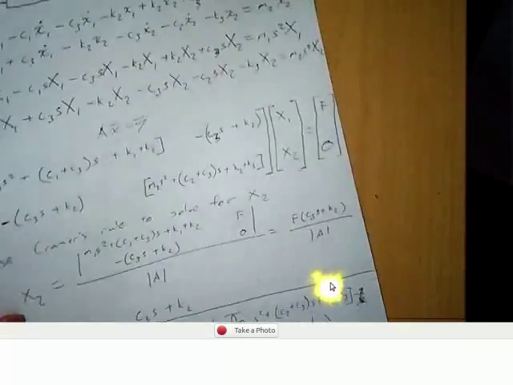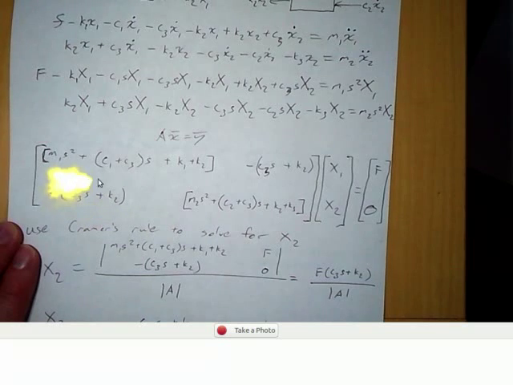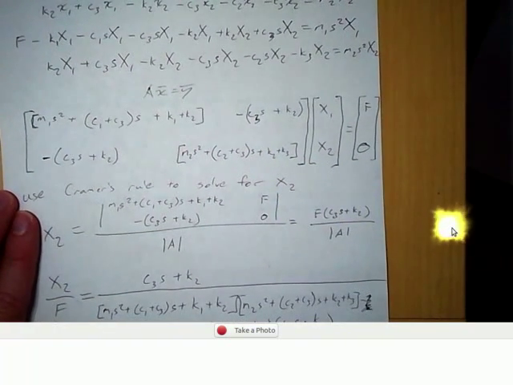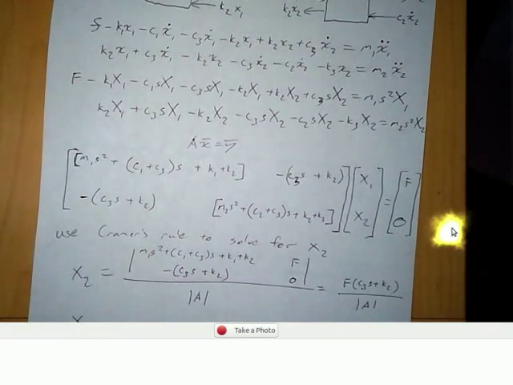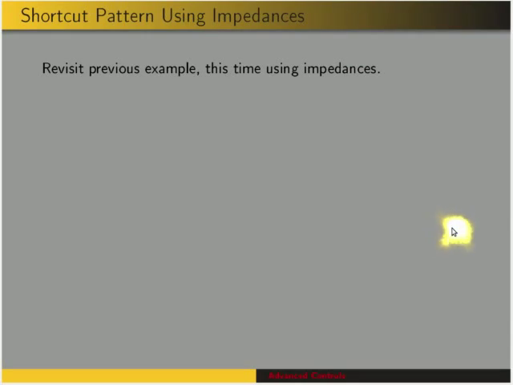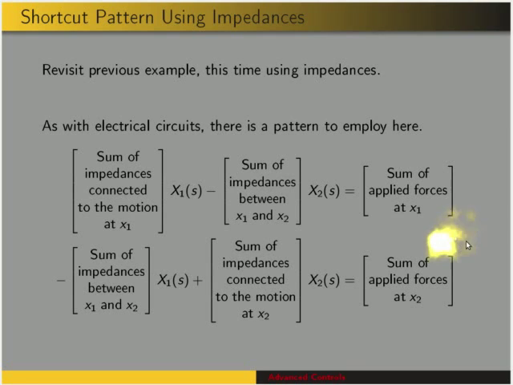And so if we look at it in matrix form, just because it's cleaner, we've got the sum of these impedances, just a bunch of impedance terms. Okay. So what we can recognize is we have the same pattern that we saw whenever we had multiple loops in electrical circuits. And the way it applies here for these mechanical systems is we would have this system of equations. So for an example where we have two independent motions, we'd have two equations.